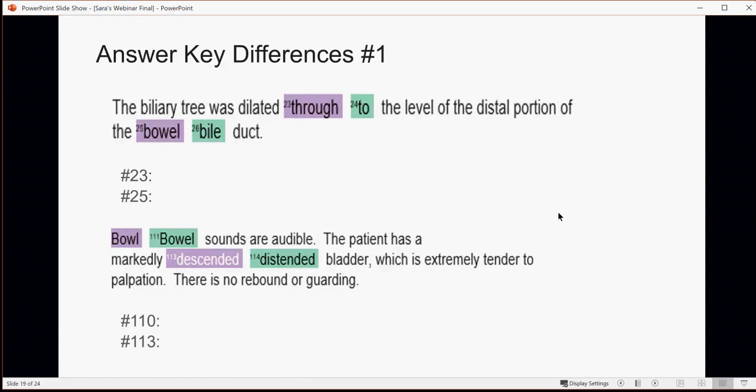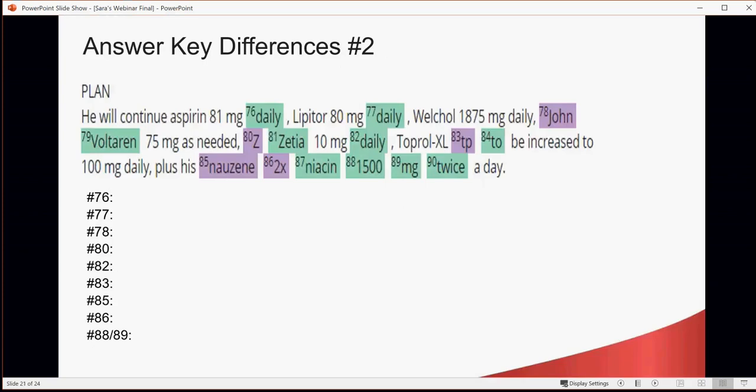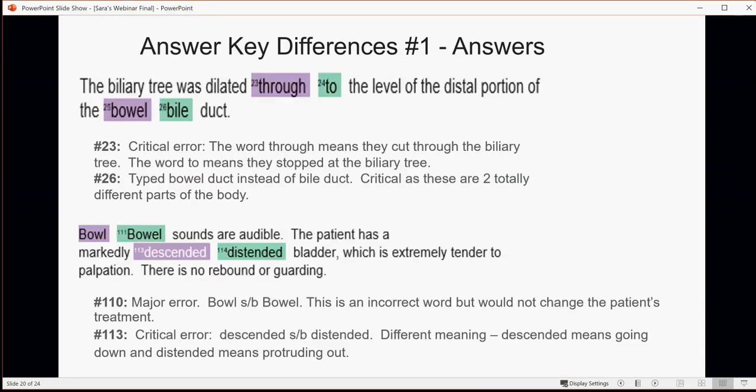All right, let's check it out. The biliary tree was dilated through should be to. That's a critical error. The reason is the word through means they cut through the biliary tree. The word to means they stopped at the biliary tree. That is a major difference.